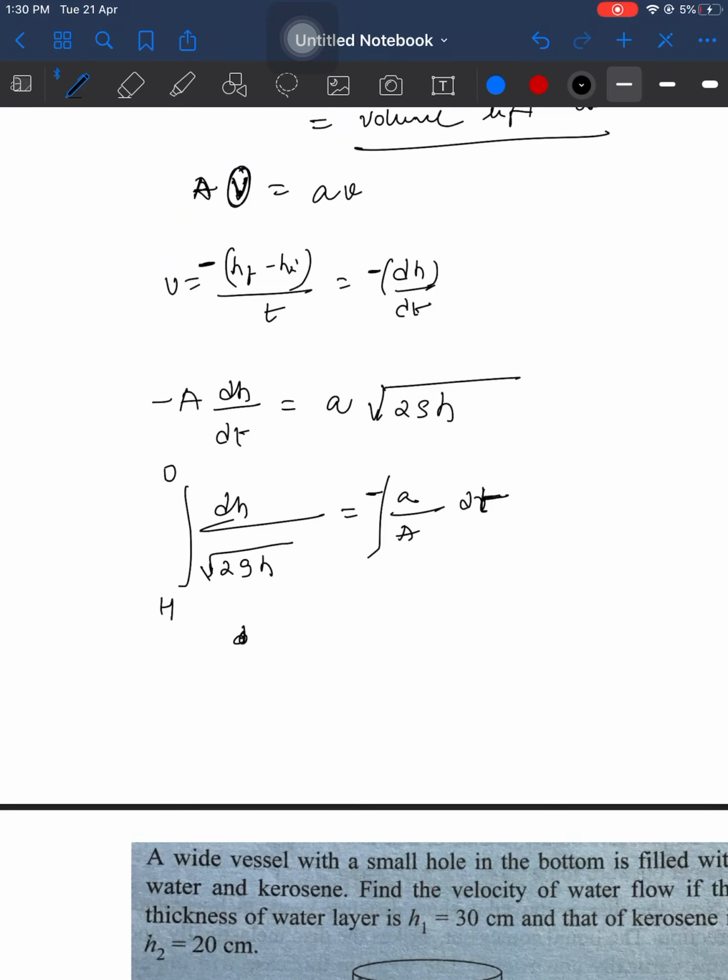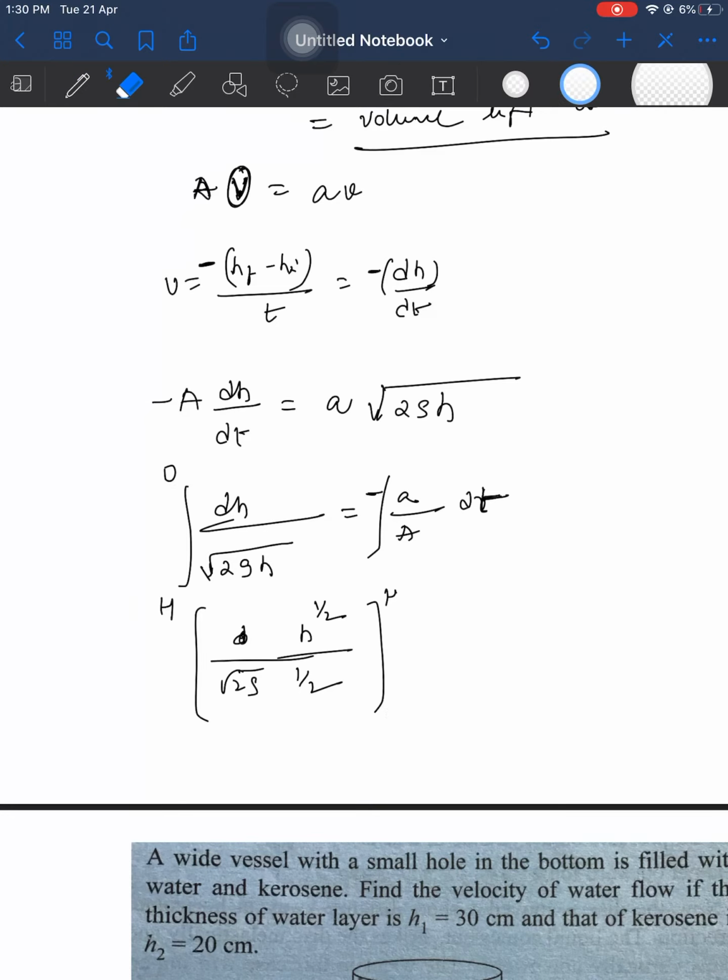Integrating dh by root h gives h power minus 1 by 2 plus 1, that is h power 1 by 2 over 1 by 2, with 1 by root 2g outside. The limits are from h to 0. It is equal to minus a by capital A into time t. Wait, I am creating a page.